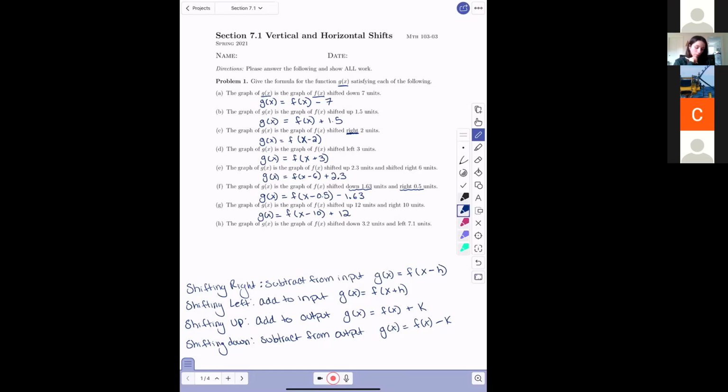Okay, and then lastly, the graph of g of x is the graph of f of x shifted down 3.2 units and to the left 7.1 units. So we have g of x is the graph of f of x shifted, we're going to have left 7.1, so we'll have x. This time it's plus 7.1 because we're going to the left, so we use addition, minus, from the output we subtract 3.2 units. Any questions there?